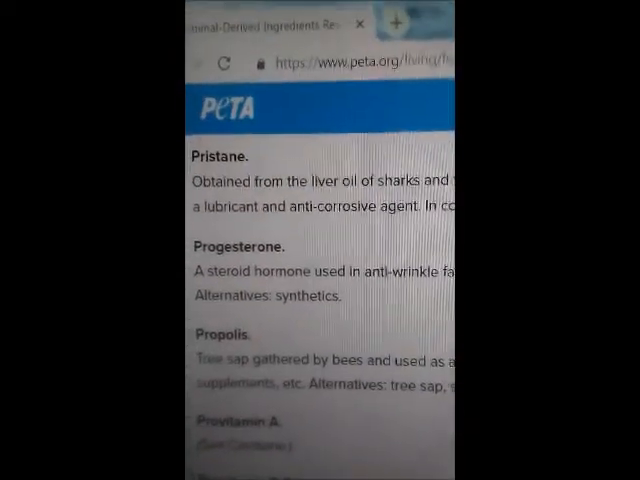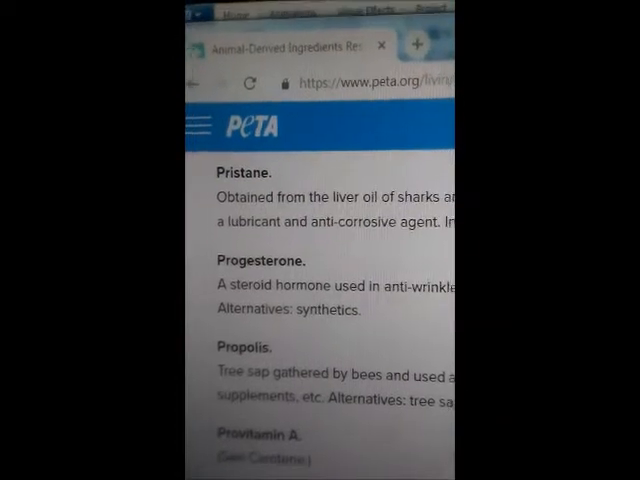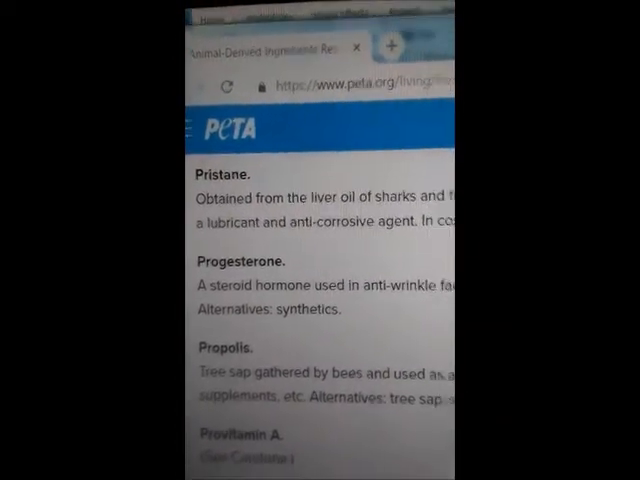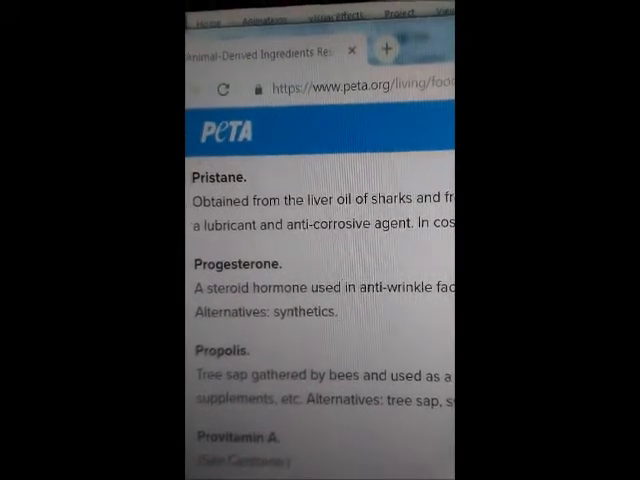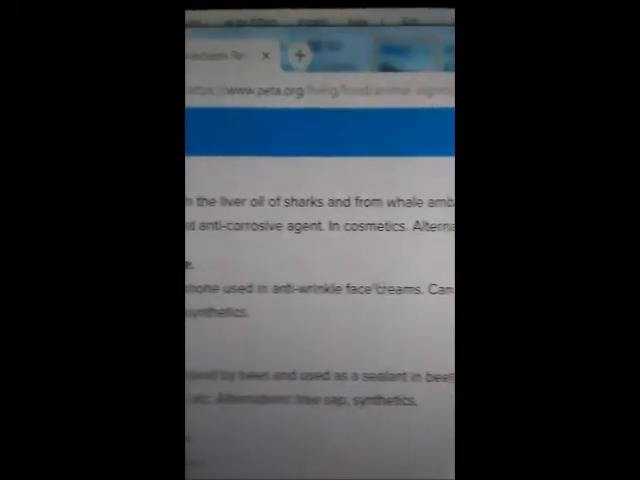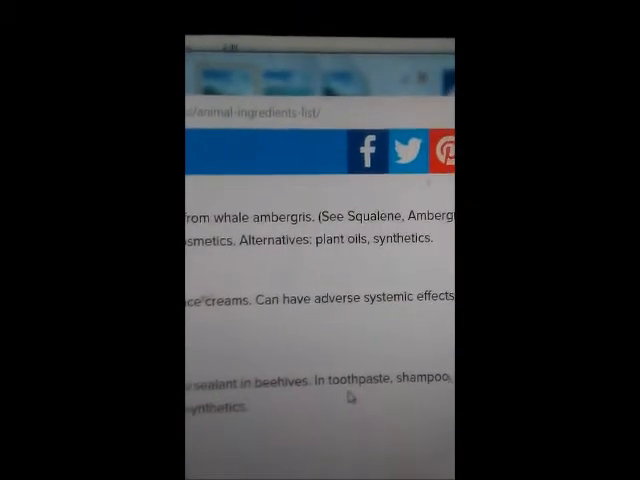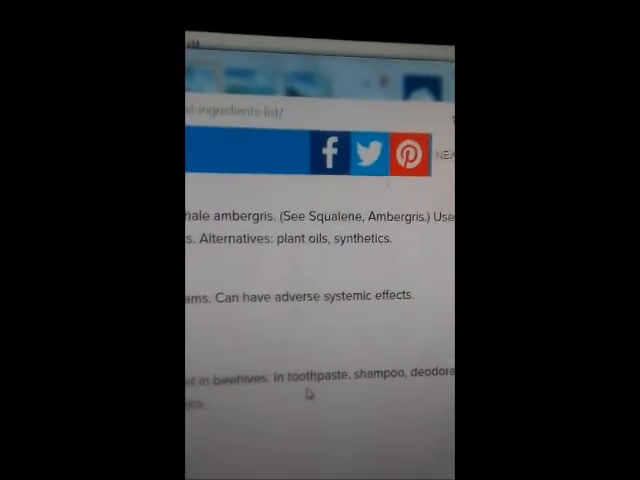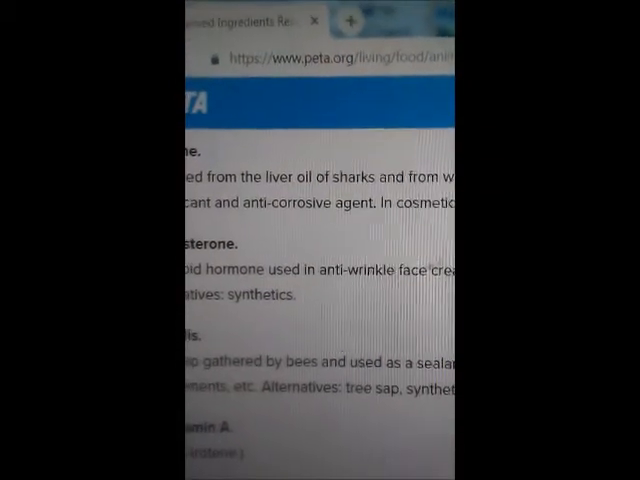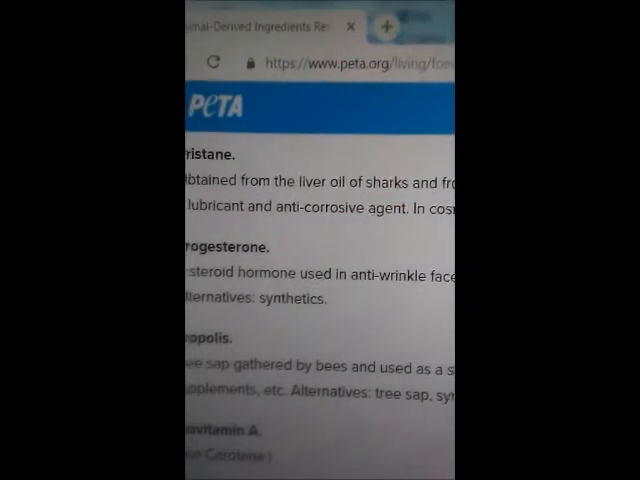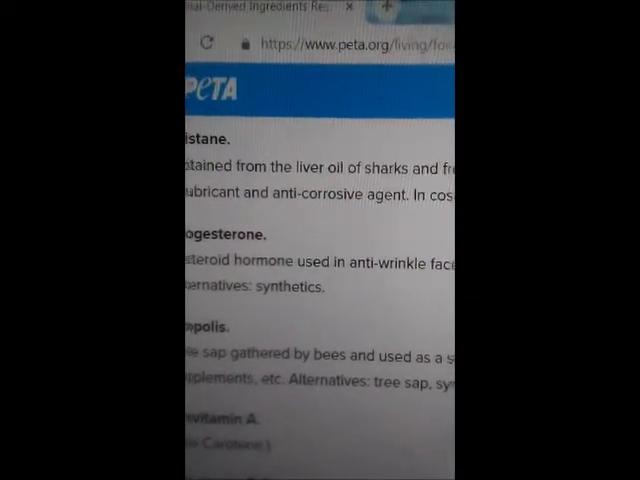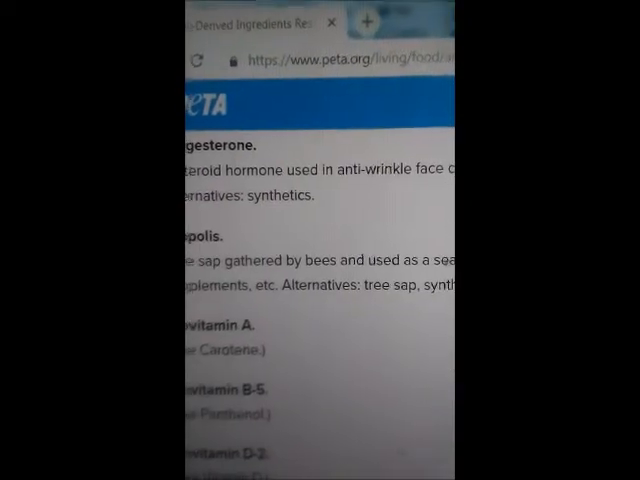You got propolis. Propolis is from beehives, but some people are allergic to these things. If people don't know what this is, it's tree sap gathered by bees and used as a sealant in beehives. They use it in toothpaste, shampoo, deodorant, supplements, etc. Some people really are allergic to these things and don't really know how it can affect someone who is allergic to propolis.